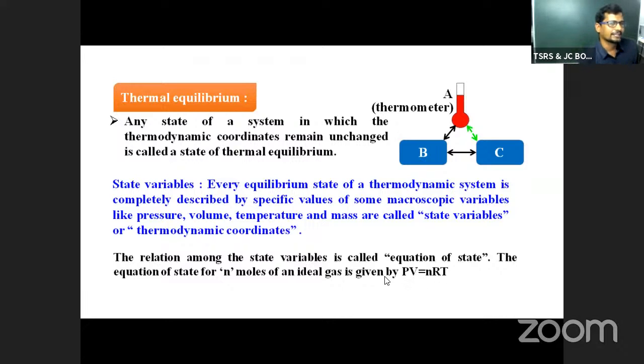Next, an ideal gas has to obey Boyle's law and Charles' law. A gas which obeys Boyle's law and Charles' law is known as an ideal gas. So the equation of state of an ideal gas is PV equals nRT. To express the equation of an ideal gas, we use pressure, volume, temperature, and number of moles. These are known as state variables or thermodynamic coordinates.